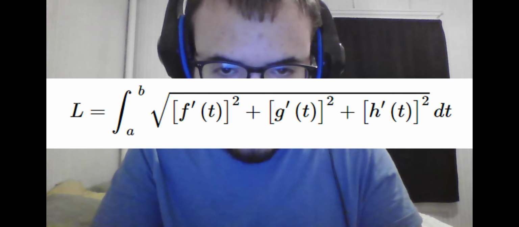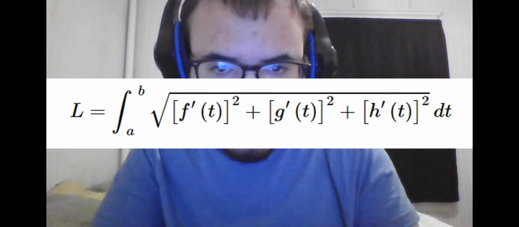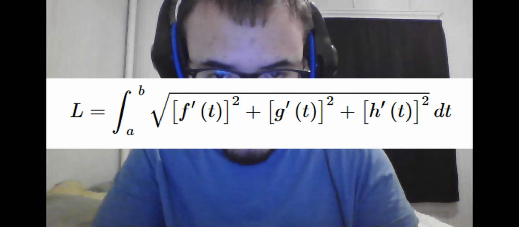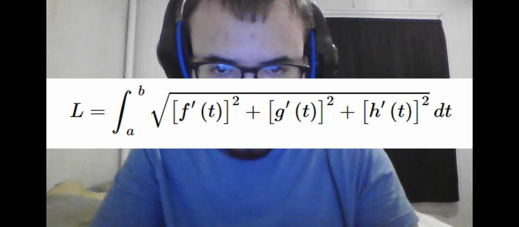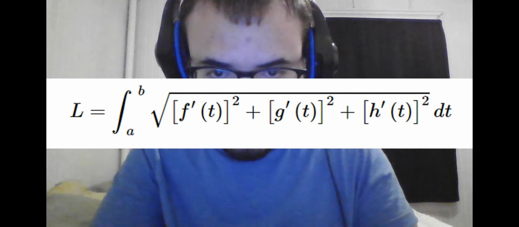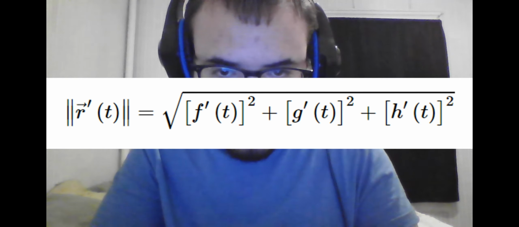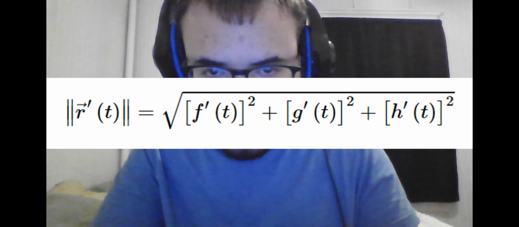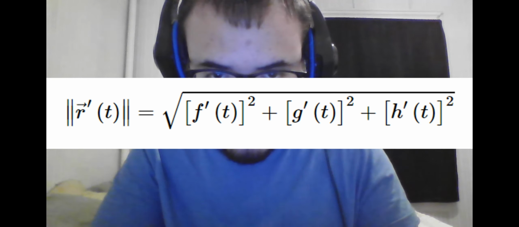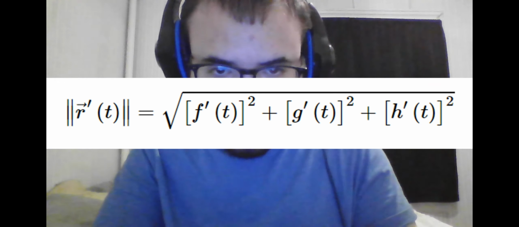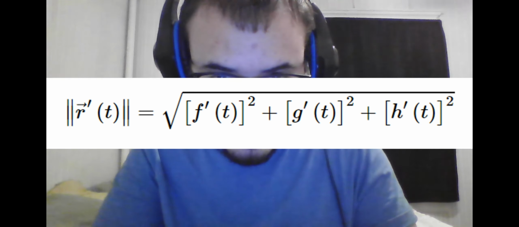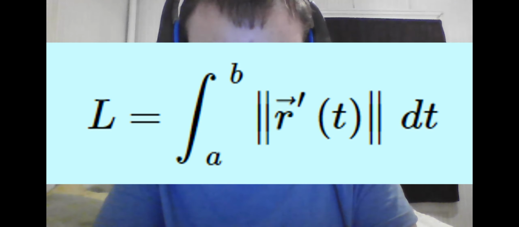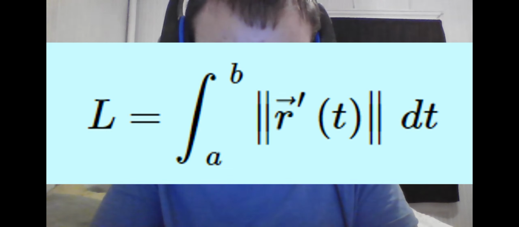We see by how vectors work, the magnitude of the tangent or derivative is simply the Pythagorean theorem of all of its components. And we remember to take a derivative or tangent, we simply take the derivative of the individual components. In conclusion, we substitute in this magnitude of the tangent and state the arc length is the integral from a to b of the magnitude of the tangent with respect to the parameter t.